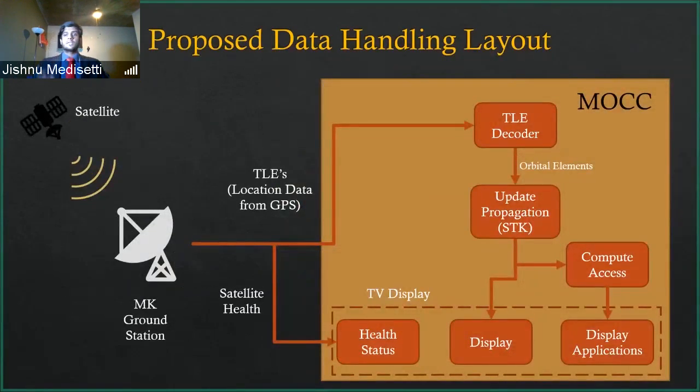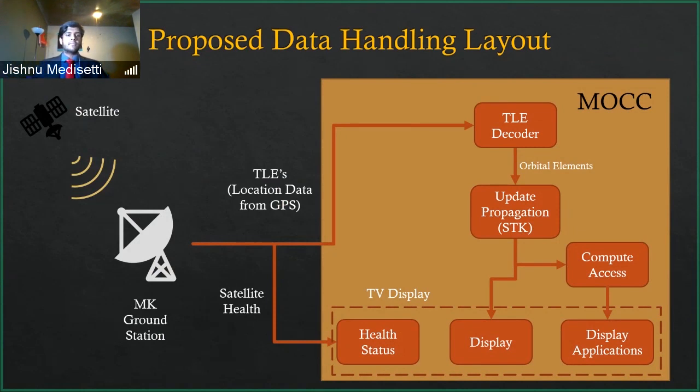All right. So here is the proposed layout of how data will be handled from the satellite once we establish a link. So if we have a satellite that's passing overhead currently, one of our 3 ground stations is going to pick up that signal and process it. And that live data is going to be sent directly to our MOCC.